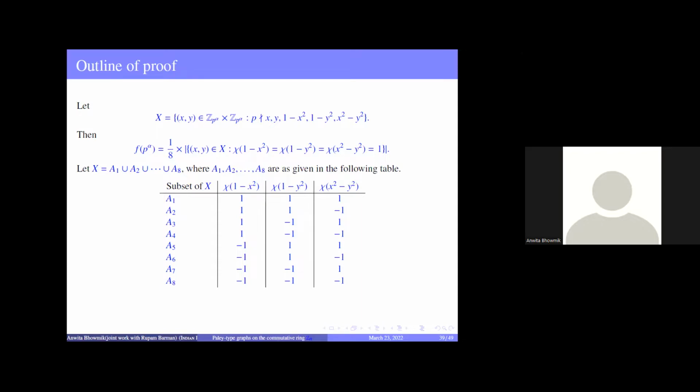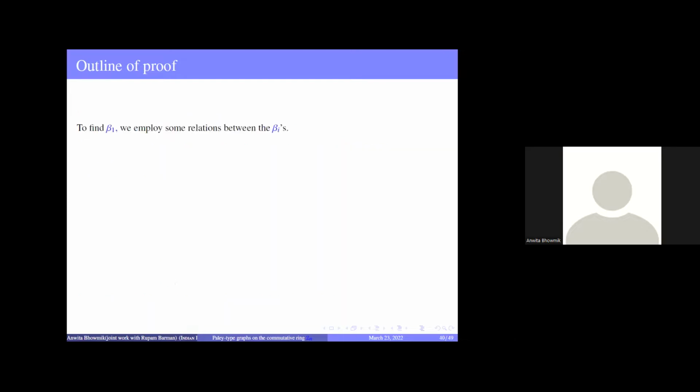Each value is either 1 or minus 1 because the elements are in Zn star. So if beta i is the cardinality of A i, then we see that beta 1 is 8 times f of p to the power alpha. So that means we have to find beta 1. Rather than finding beta 1 individually, what turns out is that we find some relations between the beta i's. So we see how.